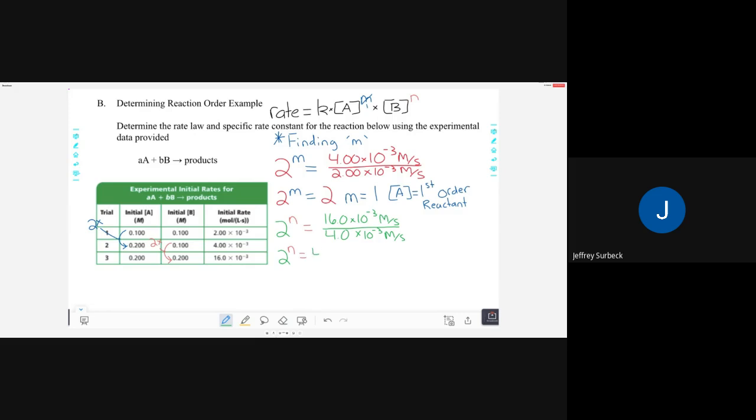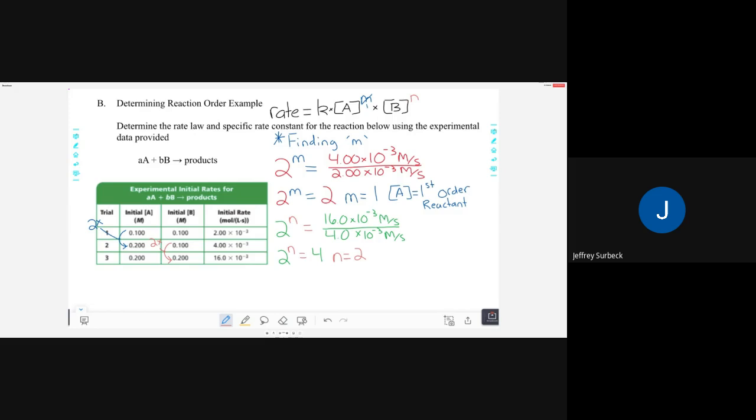So now we're in the driver's seat once more. And so we want to find out what that power n is. So we ask ourselves, 2 to what power equals 4? The second, okay? And so this is really important. Our n would equal 2. Remember, n is tagged along with that substance B.